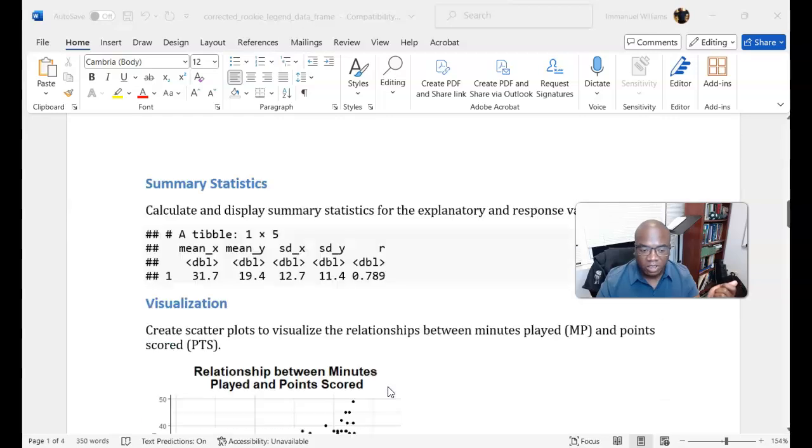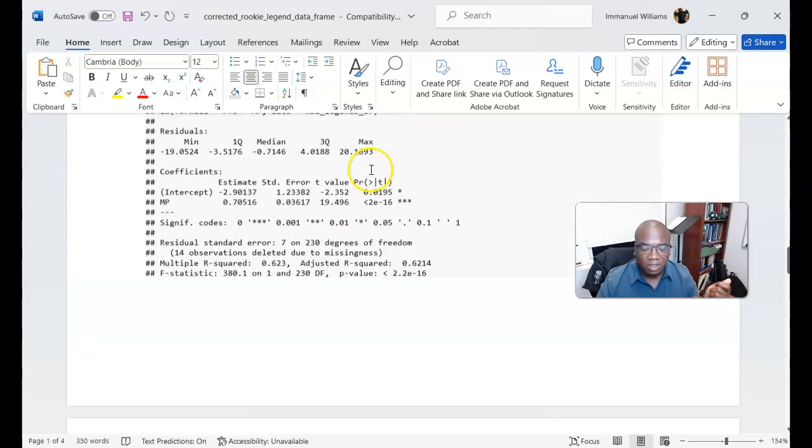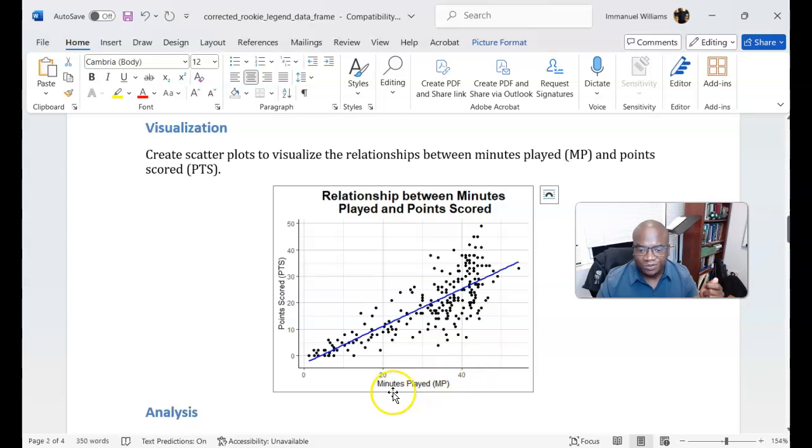Then we can look at the visualization. I'm going to make this centered. Wow, that's not correct. So this is the visualization: minutes played on the x-axis, points scored on the y. As you can see, it's a positive relationship. There's something going on here. If we go a little bit deeper, something else is going on in the entire graph. But at the end of the day, there's a positive linear relationship between x and y.